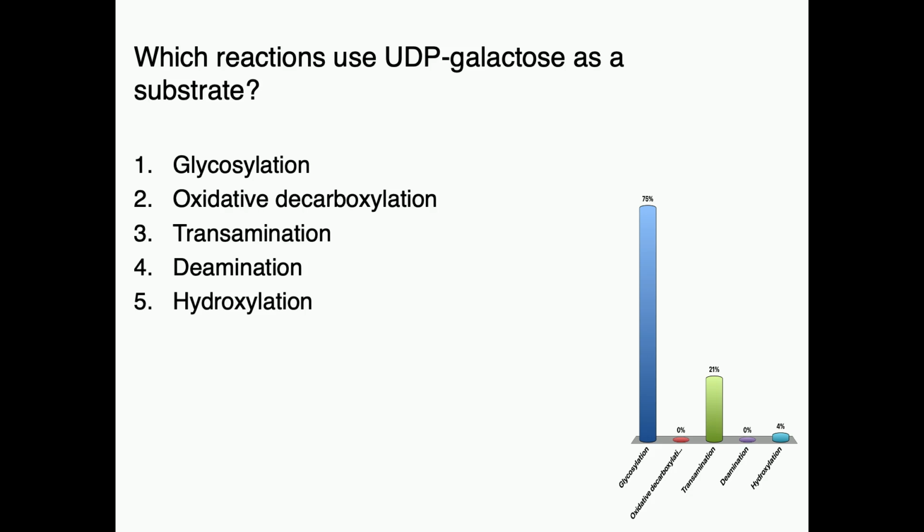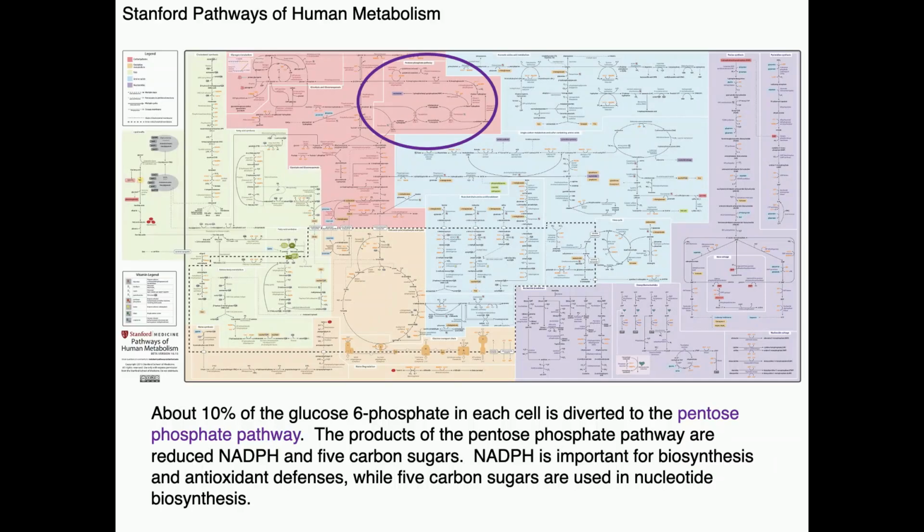Okay, so shall we talk about the pentose phosphate pathway for a few moments? Okay. All right, so the pentose phosphate pathway is just east of glycolysis. The pentose phosphate pathway is critical for all cells, I think it's fair to say. And generally about 10% of the glucose-6-phosphate that's generated from hexokinase within a cell is going to be diverted into the pentose phosphate pathway.